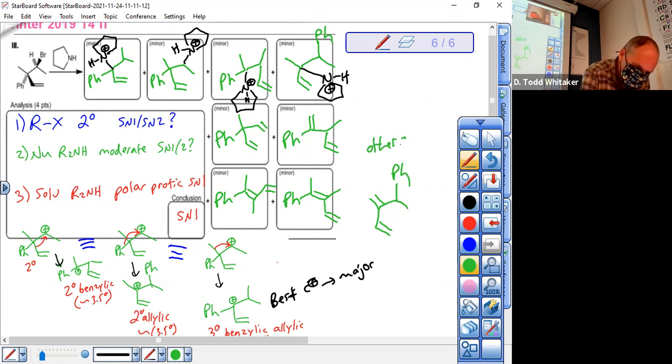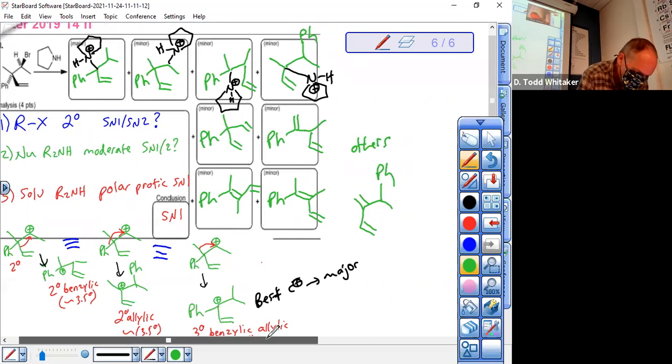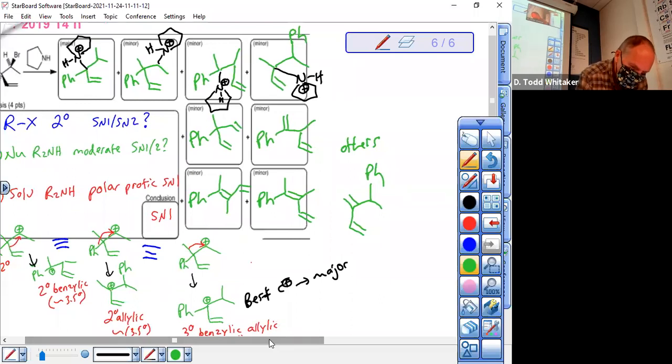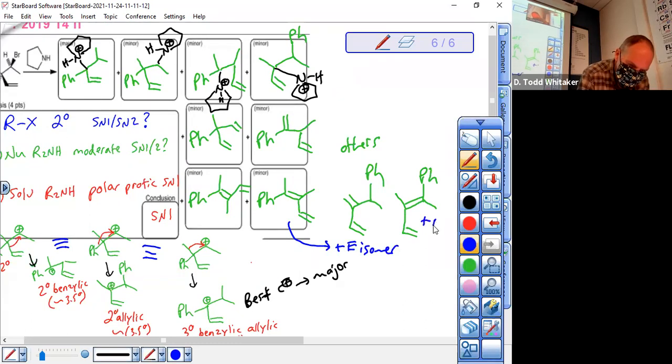Others, these would get points even if there's no boxes. Others plus E isomer. And this one I could do plus E isomer. Oh, wait, this one already is E plus Z isomer. So that's 4 more products. I got one from this too.